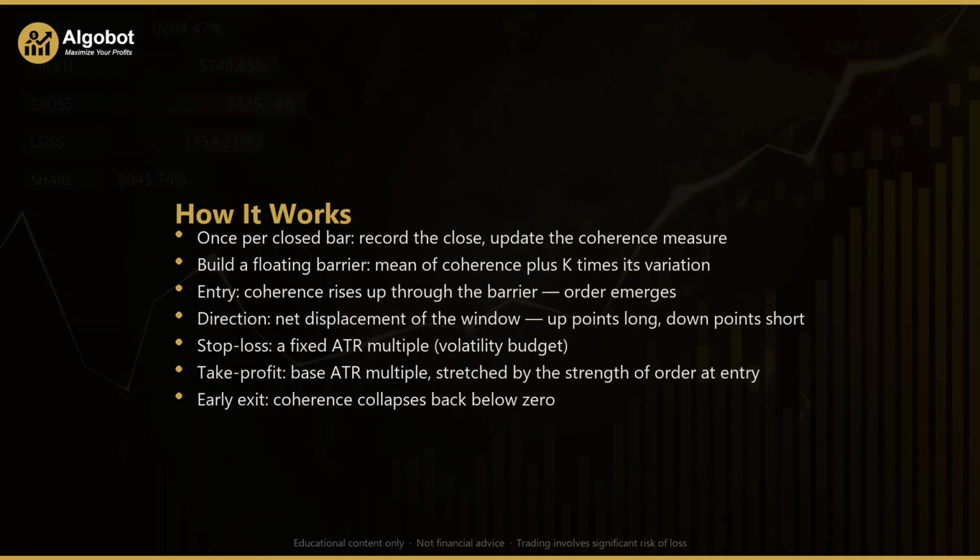First, on each new bar, the strategy records the closing price and updates its coherence measurement over the most recent window of bar return signs. By default, that window is 20 signs, though it can range from 8 to 60.